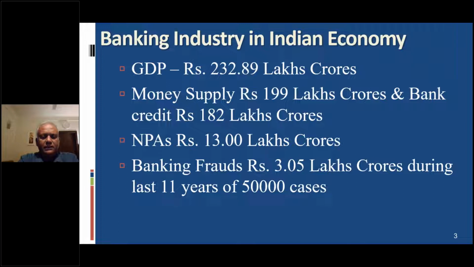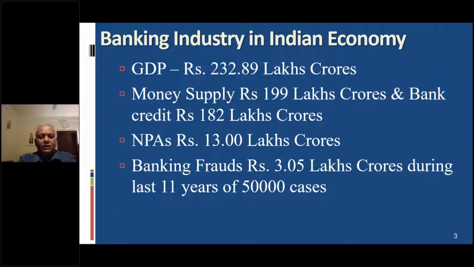Before that, we need to understand this control weakness. The total banking industry in the Indian economy: the GDP is 232.89 lakh crores. Money supply is 199 lakh crores out of this GDP generated. And bank credit from 199 lakh crores is 182 lakh crores. Out of this 182 lakh crores, the declared NPAs are 13 lakh crores, undeclared still much more. Banking frauds 3.0 lakh crores. Still again, there are undeclared banking frauds. These are which are declared to the RBI, and from there to the CBI and so on. Still, so many cases are under investigation.